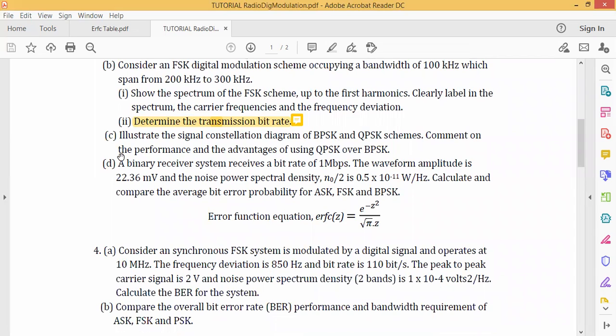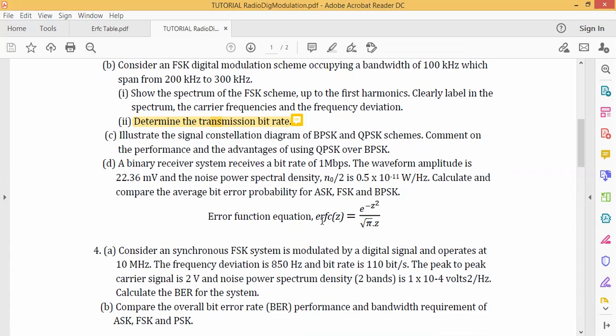And this is the calculation of PE. A binary receiver system receives 1 megabit per second. So this is your bit rate. From your bit rate, you should be able to get the T, the bit period. Waveform amplitude is given, and the noise power spectral density, N0 over 2, is 0.5 times 10 to the power minus 11. Calculate and compare the average bit error probability.